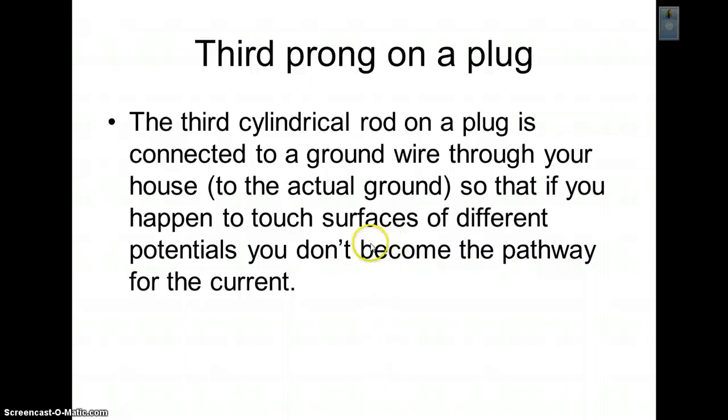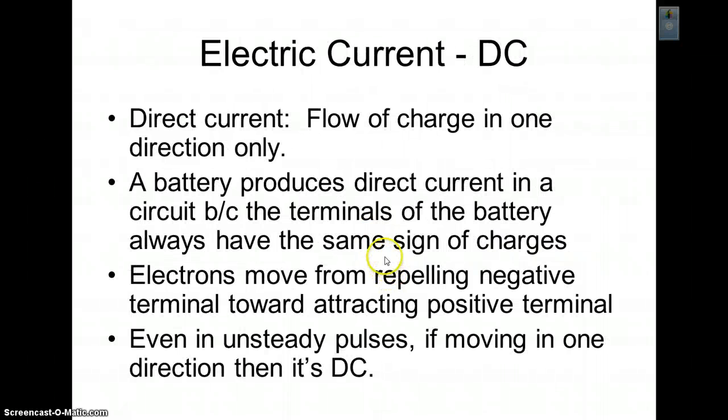Okay, that third prong on a plug. Okay. Electric current, direct current, is the flow of charge in one direction only. A battery produces direct current in a circuit because the terminals of the battery always have the same sign, plus and minus. And the electrons move from the repelling negative toward the attractive positive. And even if it's unsteady, if it's one direction, it's direct current.